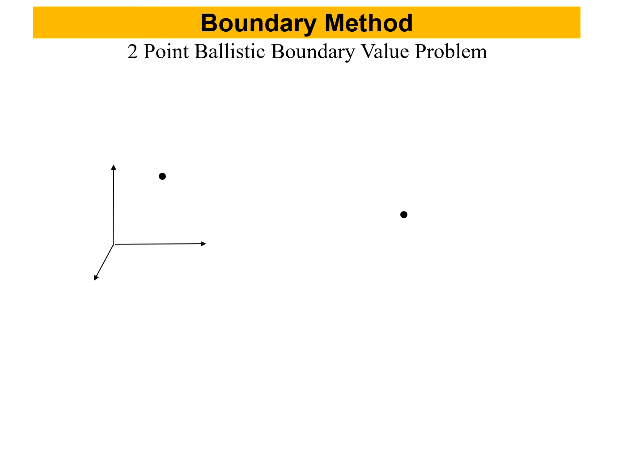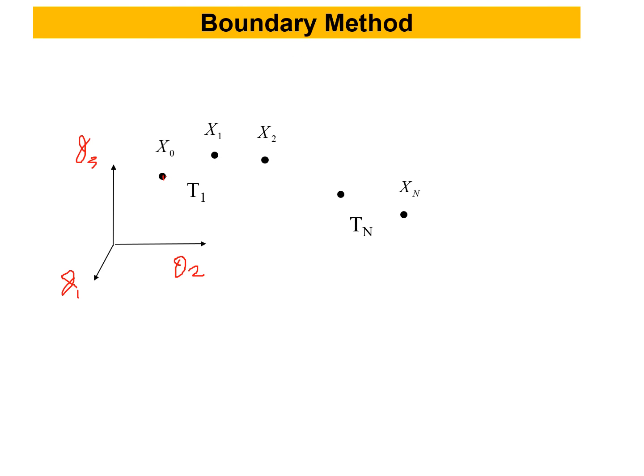So if you have an initial configuration, this is a configuration space, right? So this is theta 1, theta 2, theta 3. So that's the configuration space. This is, let's say, a standing position, and that's another position after some time. You can break it down into multiple phases instead of one big phase. And that's the beauty of the boundary value problem.